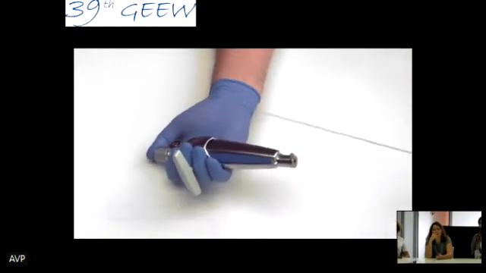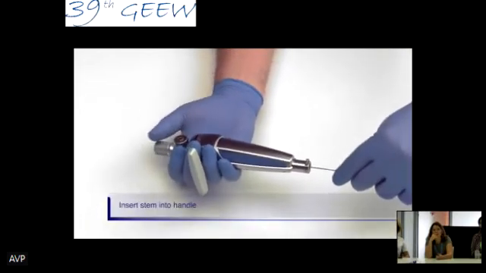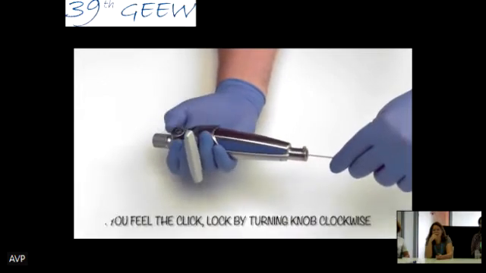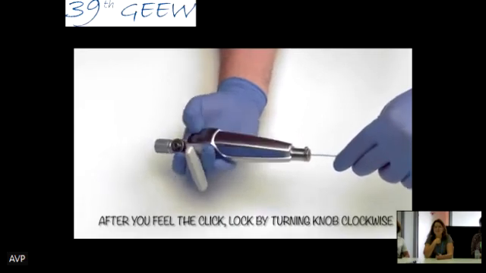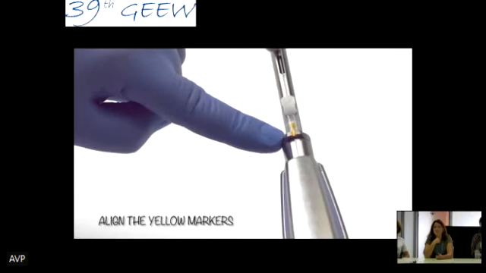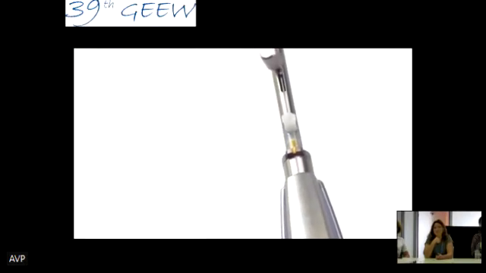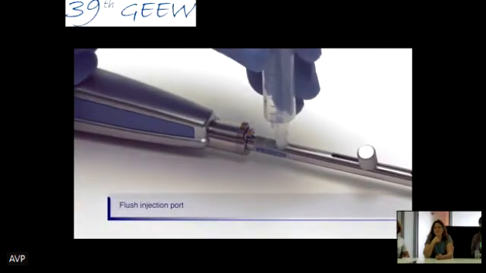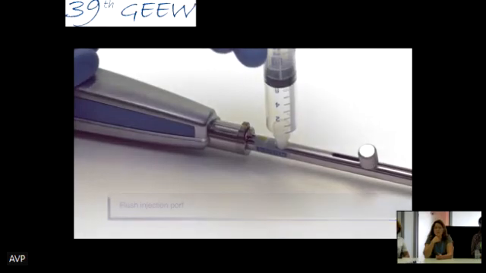Yellow, yellow. So now you put the stem inside the handle. You turn the knob a bit clockwise. And you have the yellow marking, as Sonia says, to align them. And this is well aligned. This is the injection port near these yellow markers, which you can flush.